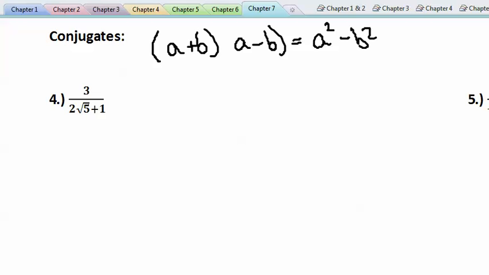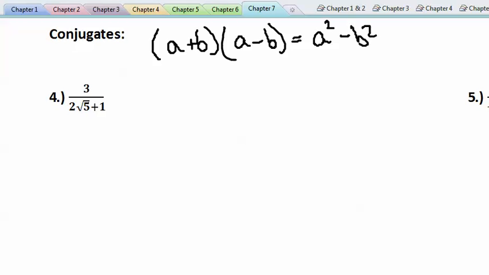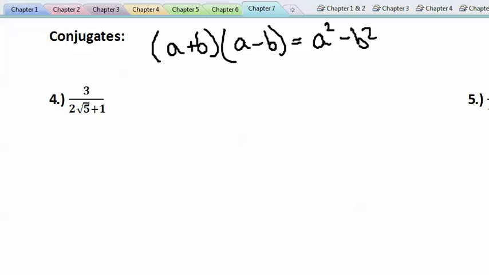So how does that help us when we're talking about rationalizing denominators? Well, not all denominators are going to have monomials in the denominator. Some are going to have binomials, like this one does in number 4. And what a conjugate does is it allows us to cancel out those middle terms like we talked about, and it actually then gets rid of the square root.